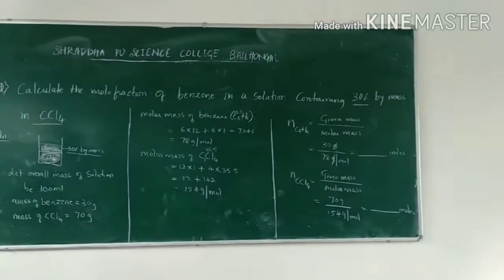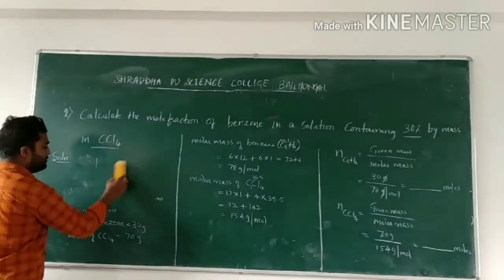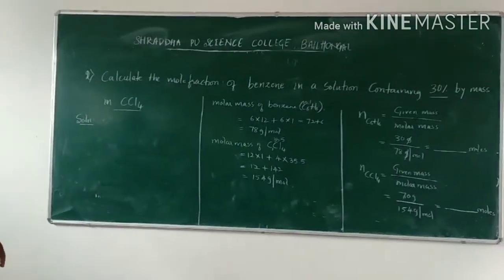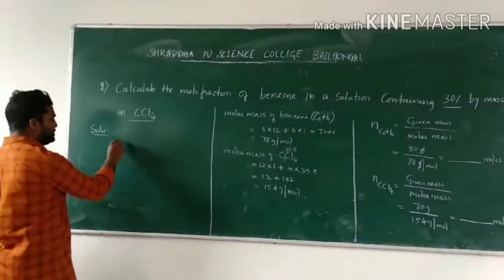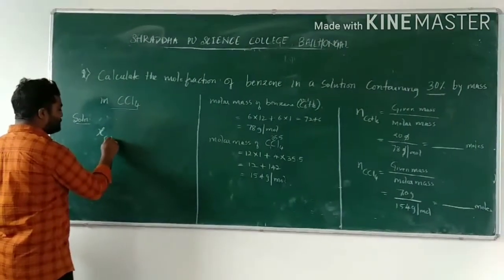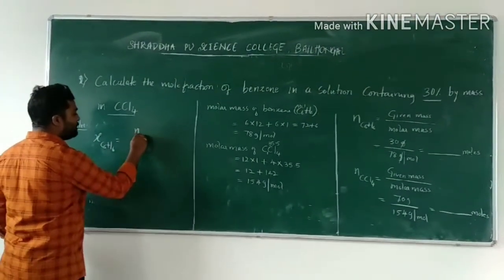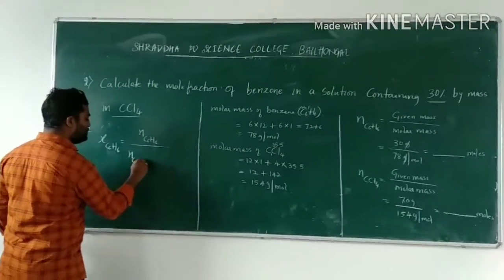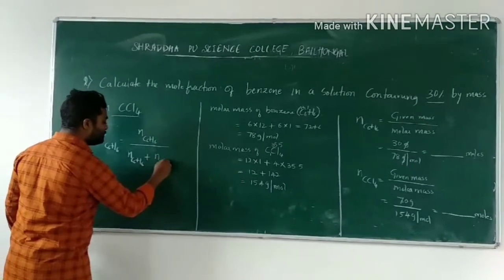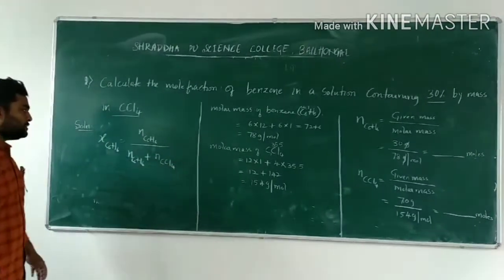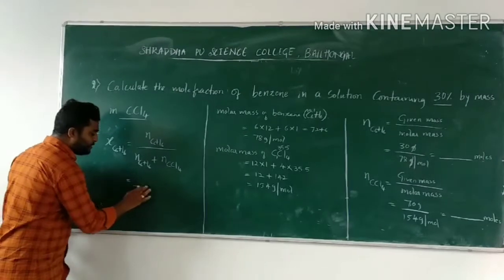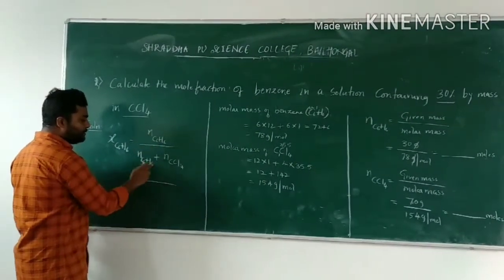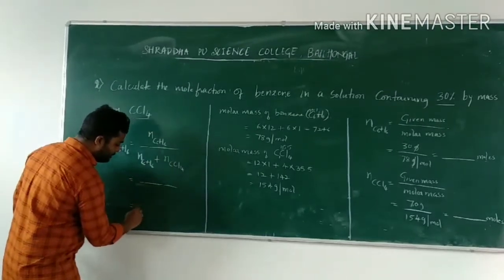Now I'll erase from this part. They are asking to calculate the mole fraction of benzene. So therefore mole fraction of the benzene, X of C6H6, is equal to number of moles of C6H6 divided by number of moles of C6H6 plus number of moles of CCl4. Substitute the values of these two, then you are going to get the answer.